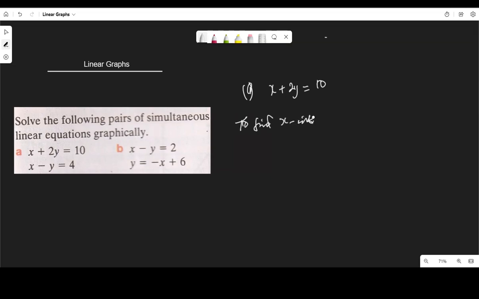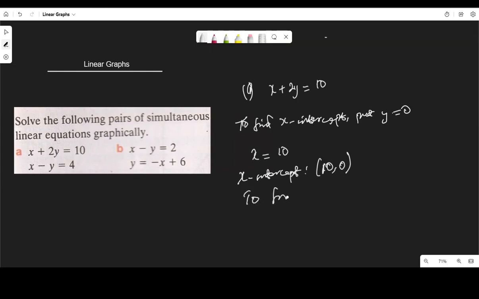To find x-intercept, we put y to be 0. If I put this y here to be 0, the rule of this term will be 0, so that x will be 10. Hence, x-intercept or x-coordinate is 10 and 0. 10 for x, 0 for y.